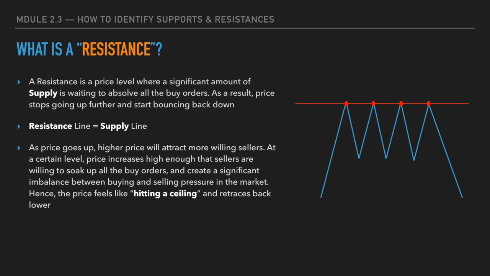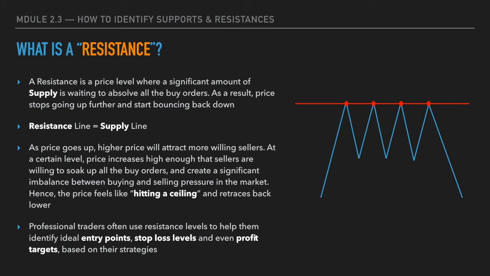As the price goes up, a higher price will attract more willing sellers. So at a certain level, the price increases high enough that most of the sellers are willing to soak up all the buying orders in the market and create a significant imbalance between the buying and selling pressure. The selling pressure is really high at this level, and the price feels like it's hitting a ceiling and then retraces back lower. Similar to support, professional traders often use resistance levels to help them identify ideal entry points, stop loss levels, and even profit target levels as well.